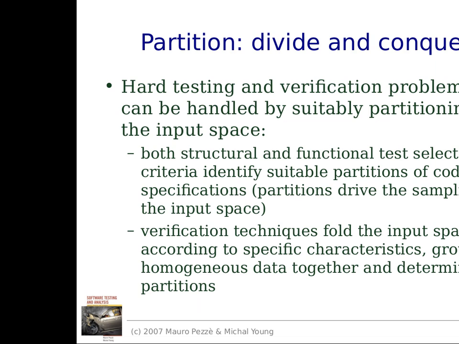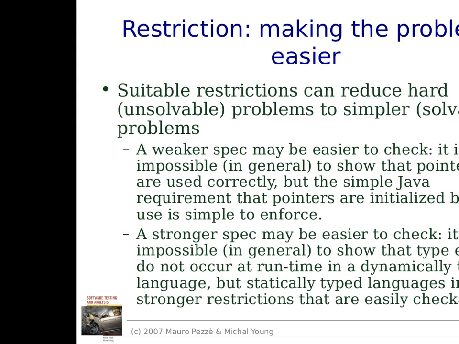All right, partitioning. Back to general idea, divide and conquer. Hopefully we're all used to this. This is very common. You get the requirements, you come up with a spec, and then you have subsystem specs, and you just divide it on down until someone can manage a piece of code, and then you have that engineer work on it. All right, so here's a restriction. So suitable restrictions can make hard problems a lot simpler. So weak spec may be easier to check.